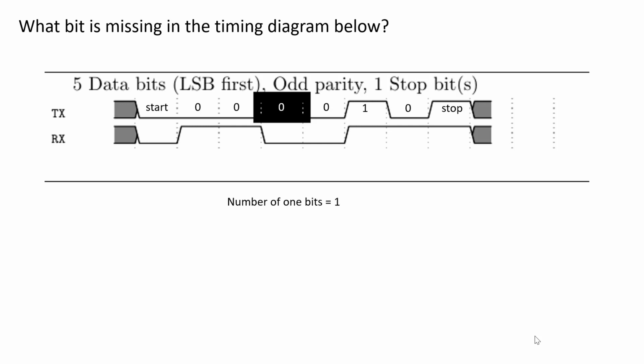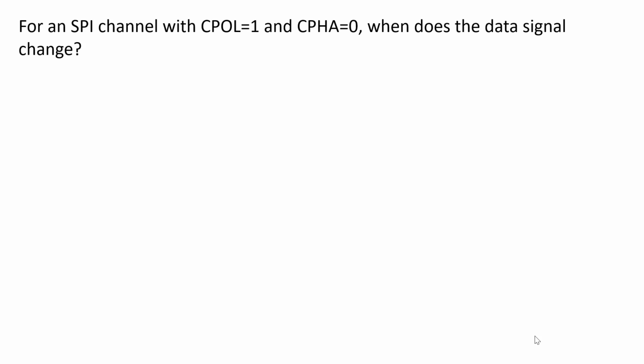Yep, 0. And for an SPI channel with CPOL 0, CPOL 1, when does the data signal change? Okay, so if CPOL is 1, and CPHA is 0, the data signal is going to change before the first clock edge. Because if CPHA is 1, I have to read on the first clock edge, right? And so what is the first clock edge? Well, the first clock edge would be falling because CPOL is 1. It starts out 1 and falls, right? So it's going to change on the falling edge of the clock.